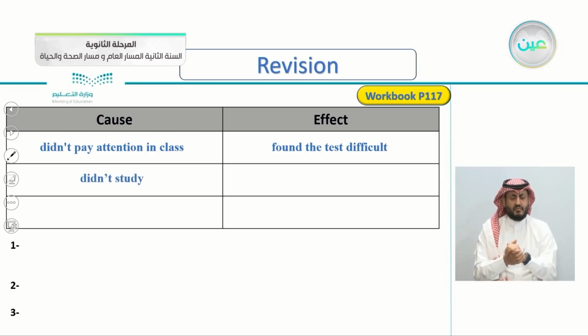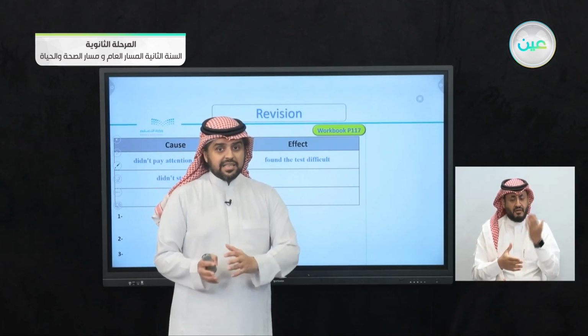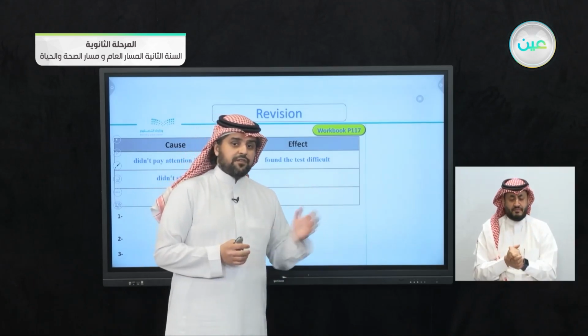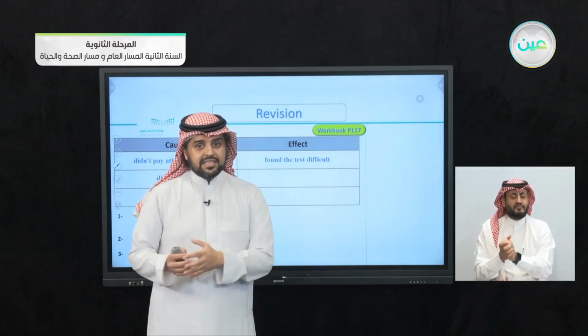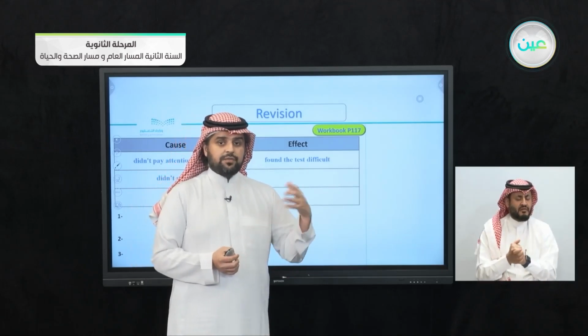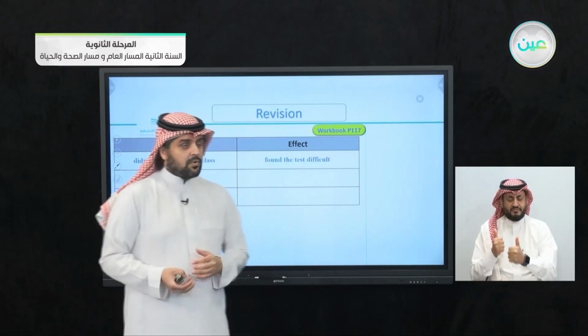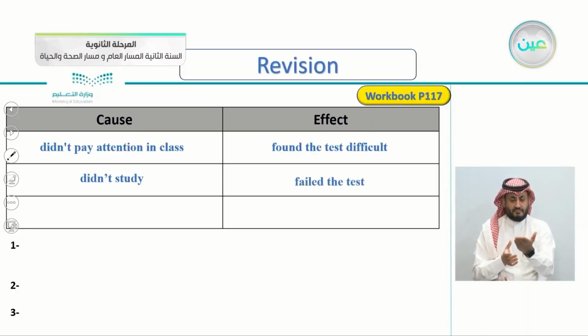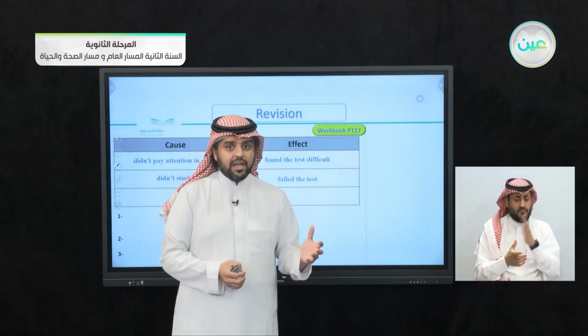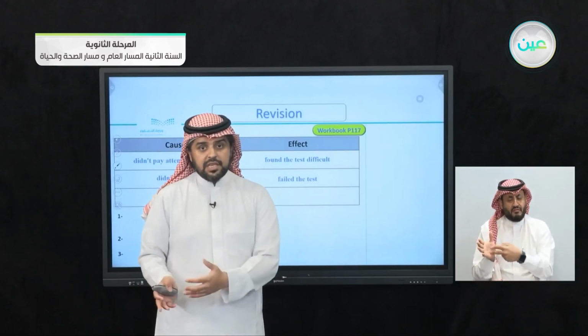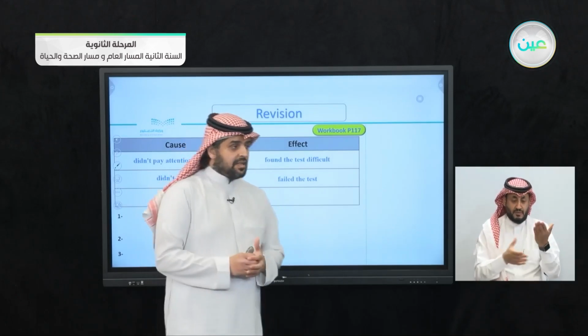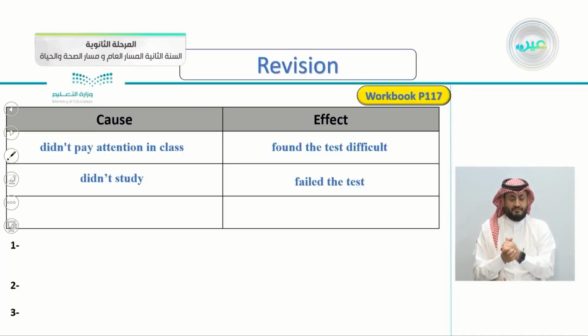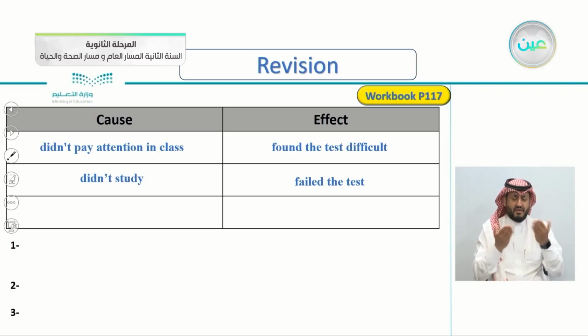Didn't study. So just as simple as that. The cause is that the student didn't study. So what's the effect? Of course, when a student doesn't study, we have lots and lots of effects. But here in our situation, the effect would be failed the test. So later on, maybe they failed the test. Why? Because they didn't study. So the first one, didn't pay attention in class, found the test difficult. The second one, didn't study, failed the test.